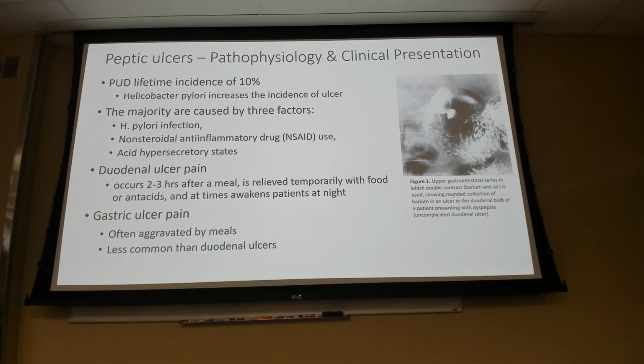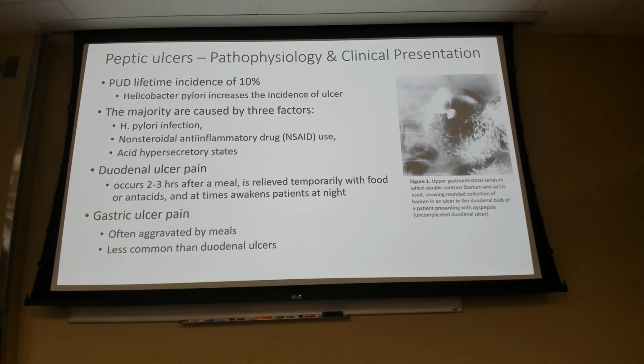Peptic ulcer disease. This is pretty common. It's becoming less common because we treat H. pylori a lot more now, but it used to be very common before H. pylori treatment. We still see it in 10% of patients. Usually it's from H. pylori and NSAIDs that are the most common we see. Sometimes you'll have that hypersecretory state, Zollinger-Ellison syndrome, which we'll talk about in the next few slides.